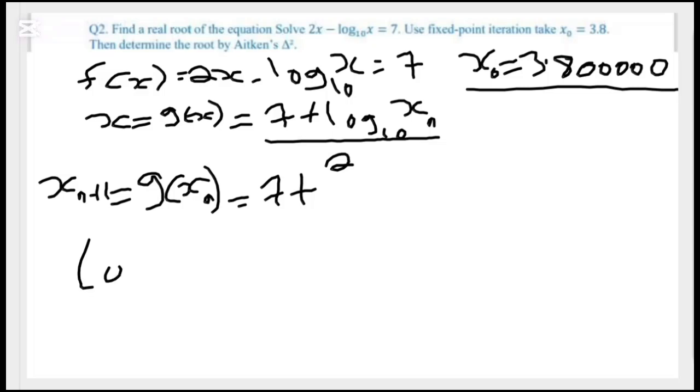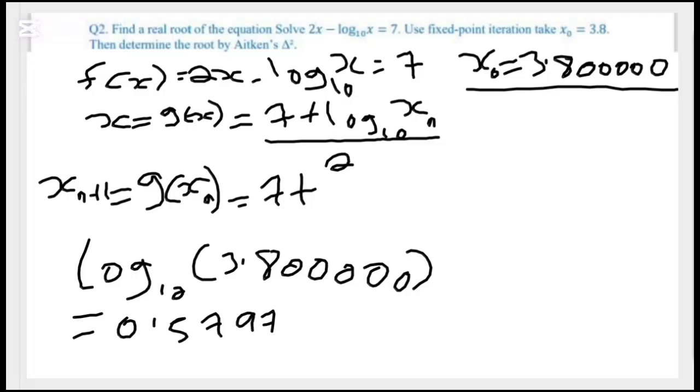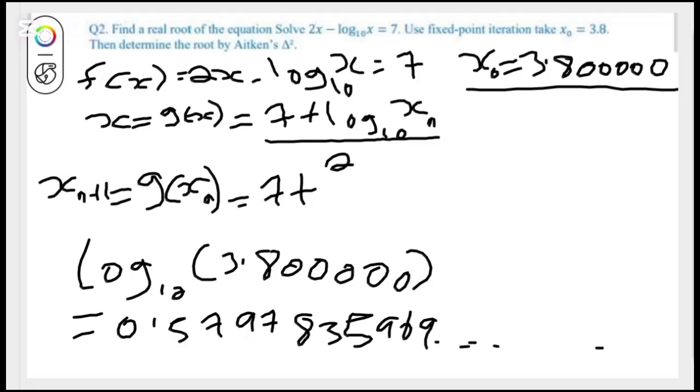So I have to say, if I press in my calculator log base 10 of 3.80000, what should I get? At the end I will get 0.5797835969.